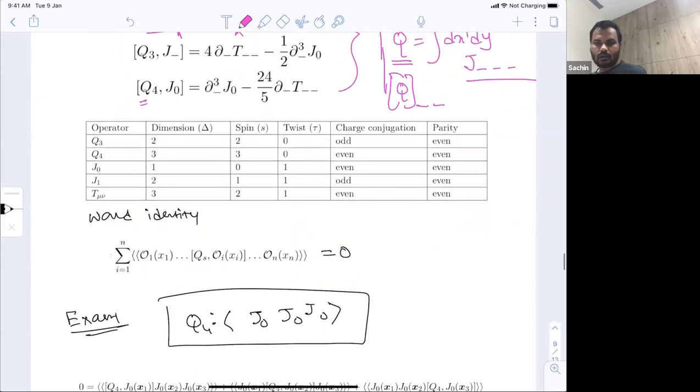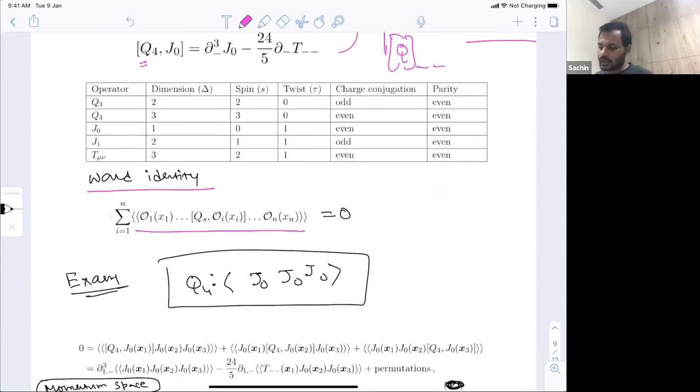Okay. So now I'm going to write down the Ward identity. This is a very familiar Ward identity that we know: if there is a higher spin symmetry which is conserved, then within a correlator, if I have this kind of thing, the higher spin symmetry will imply that it has to be zero.